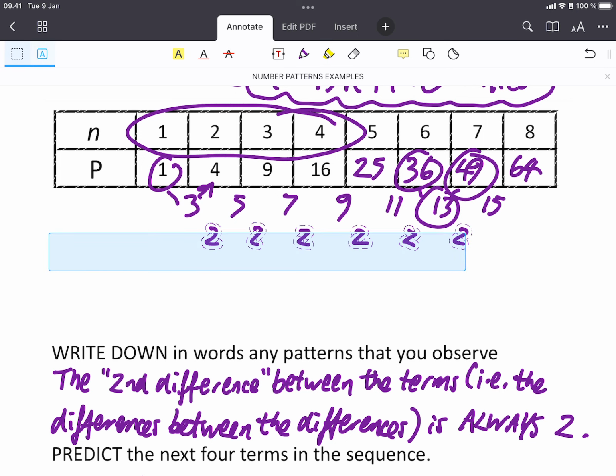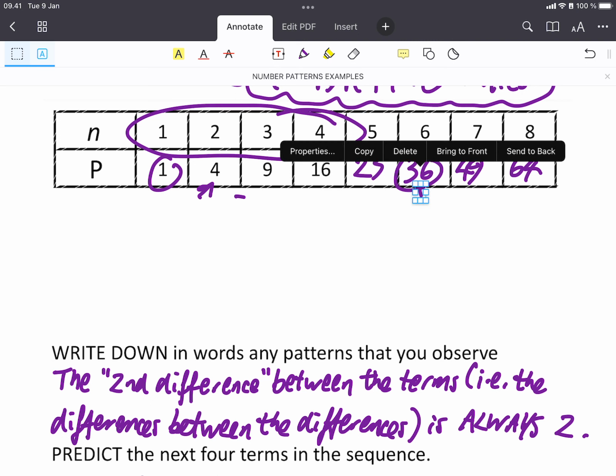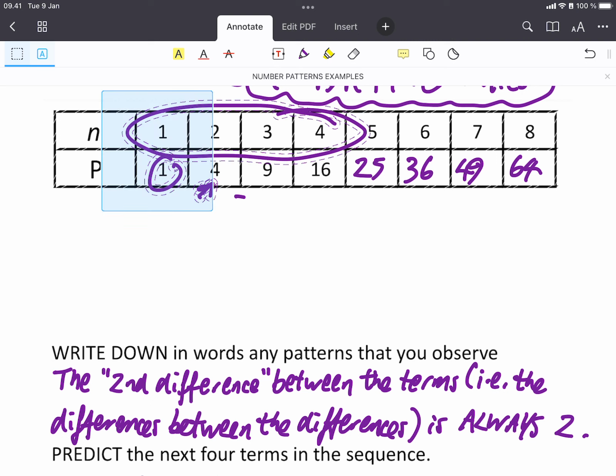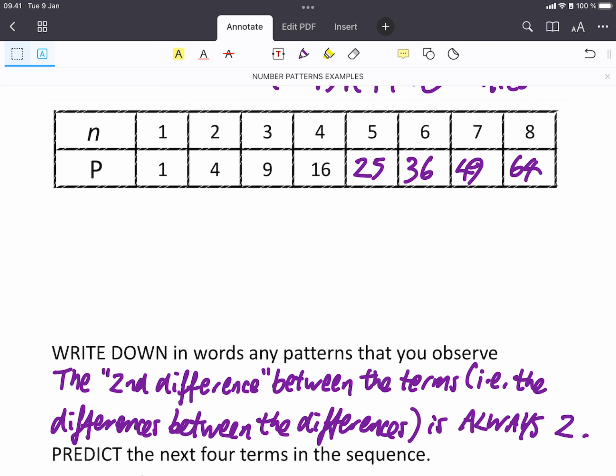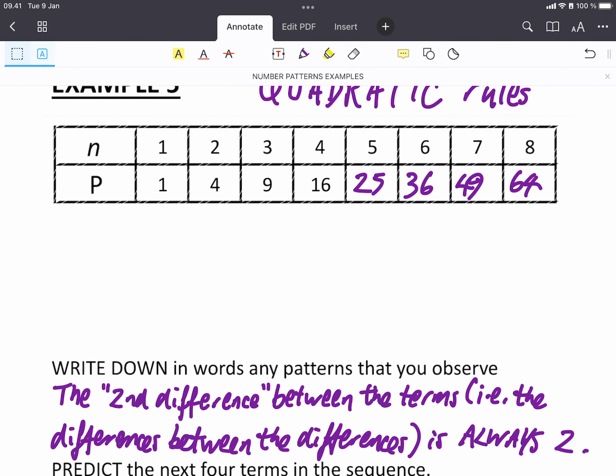Okay, I'm just going to get rid of some of my mess here and make things a little bit tidier. There we go. That'll do. Okay, so test your rule. So I'm going to do it, for example, when n equals 3.